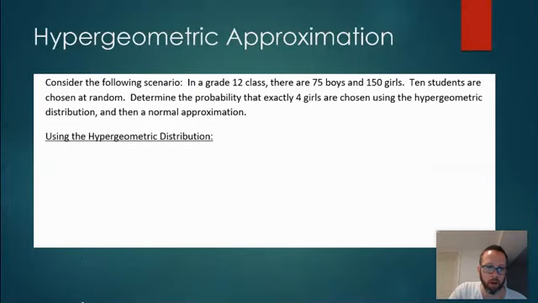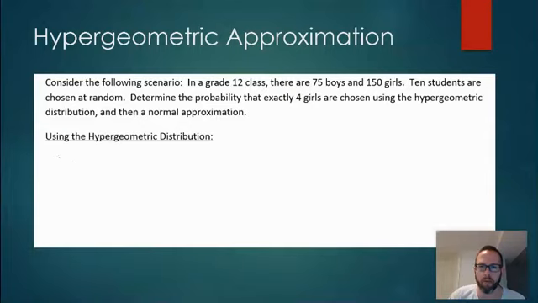So we're just going to do one problem today, because you guys did the bulk of the learning in your last lesson with the continuity correction. We're going to solve this problem two ways. We're going to determine the probability that exactly 4 girls are chosen using the hypergeometric distribution. We're going to see how accurate we are, and also have a little talk about why this could be useful.